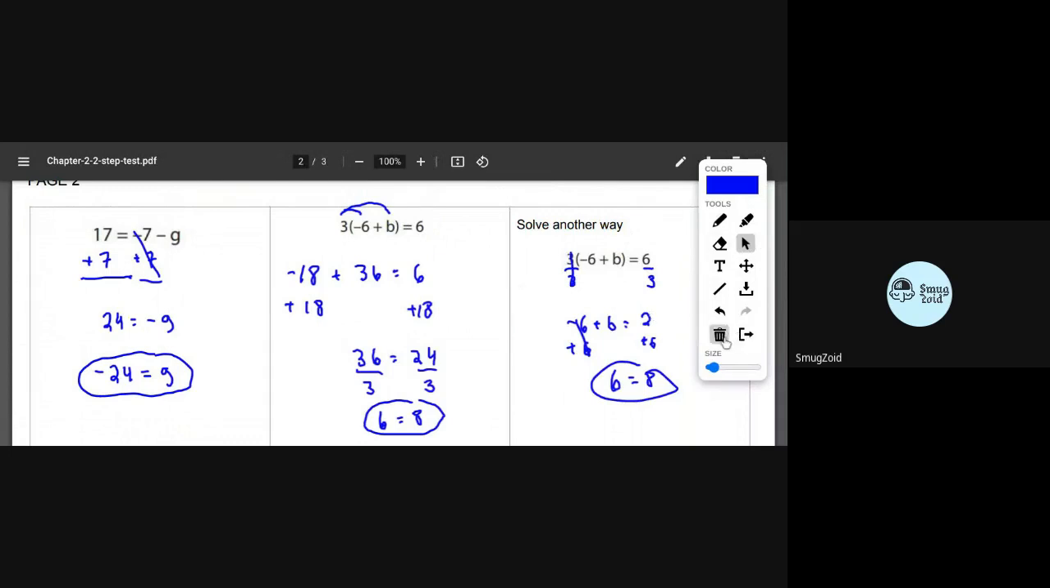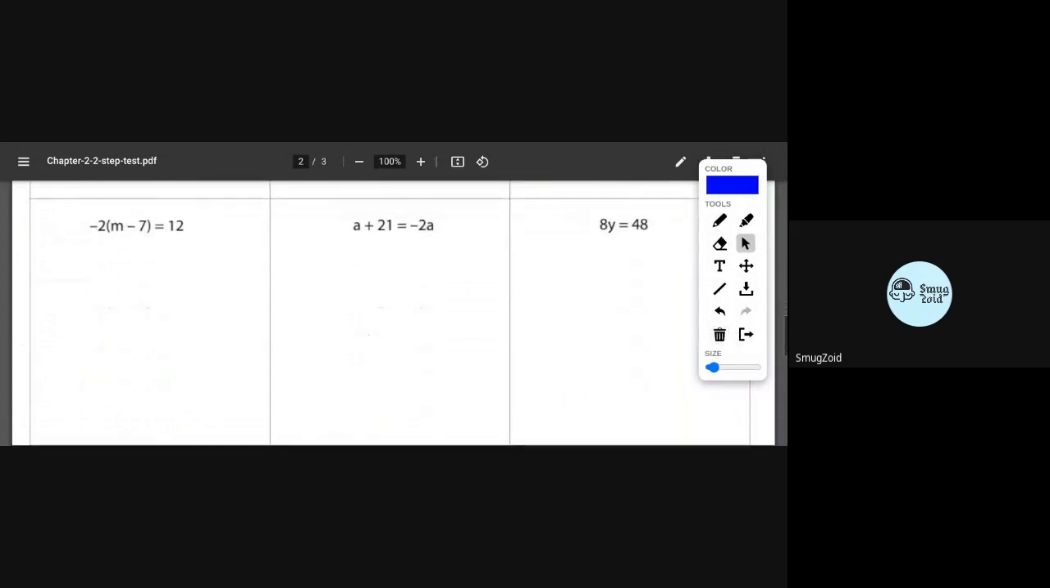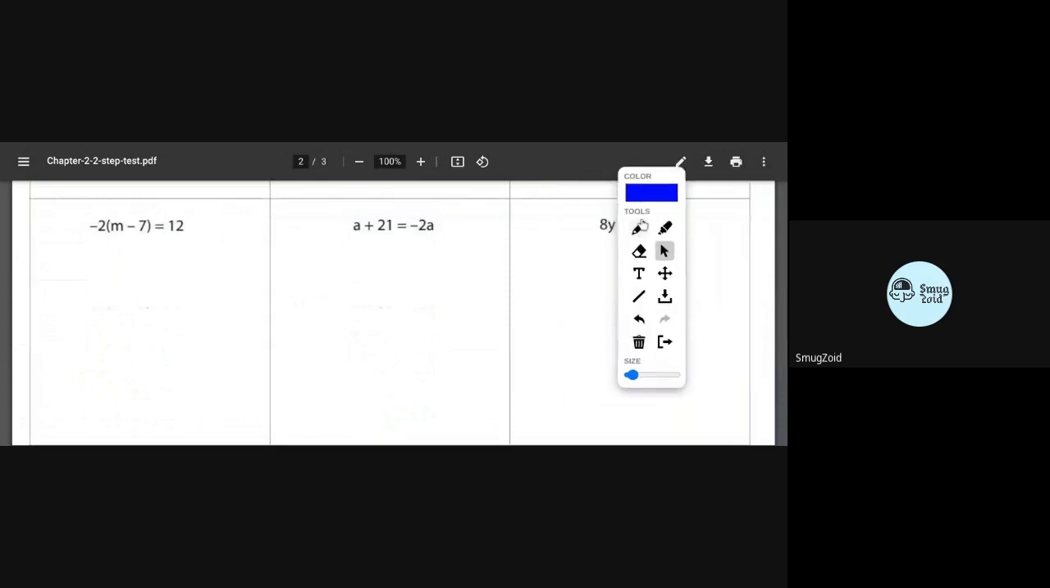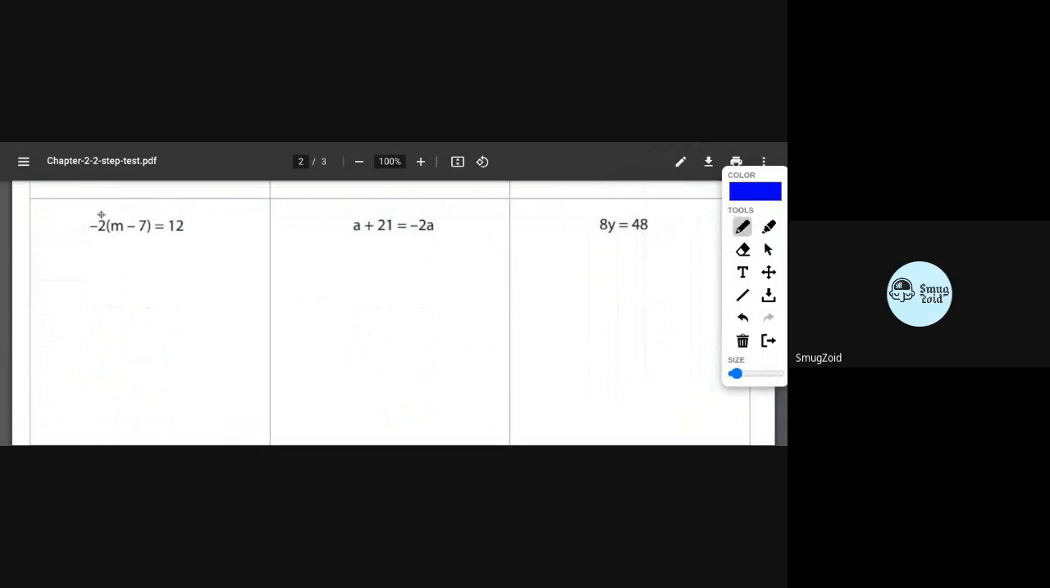All right, I'm going to clear this. Scroll down. Another distribution one. I'm going to distribute these because that's kind of what I've shown you, but there is another way to do it. So this would be minus 2m, and negative 2 times minus 7 is plus 14 equals 12. Minus 14, minus 14. These cross out. Minus 2m equals negative 2. So I just divide by negative 2 to both sides. M equals 1. That's nice.